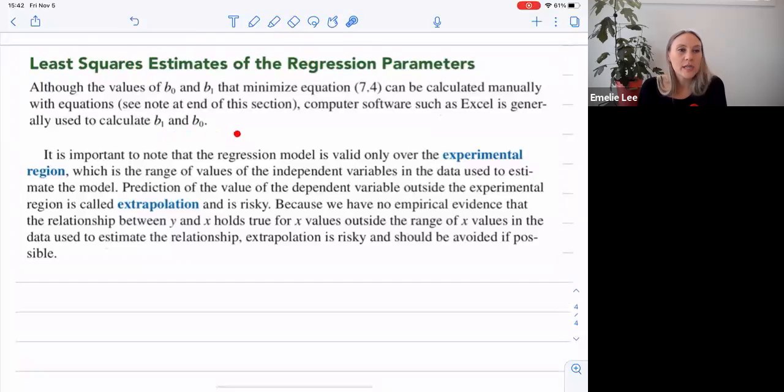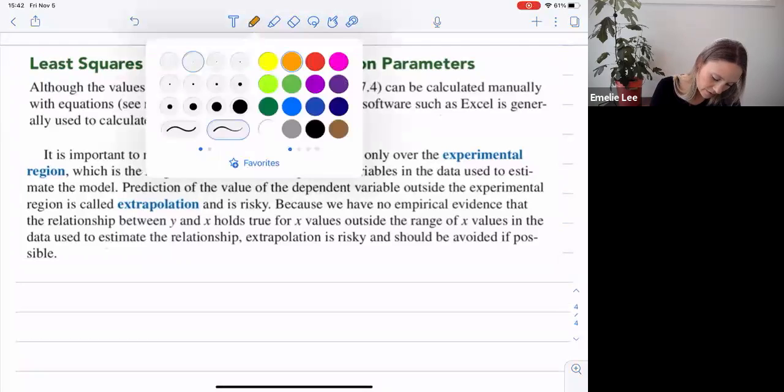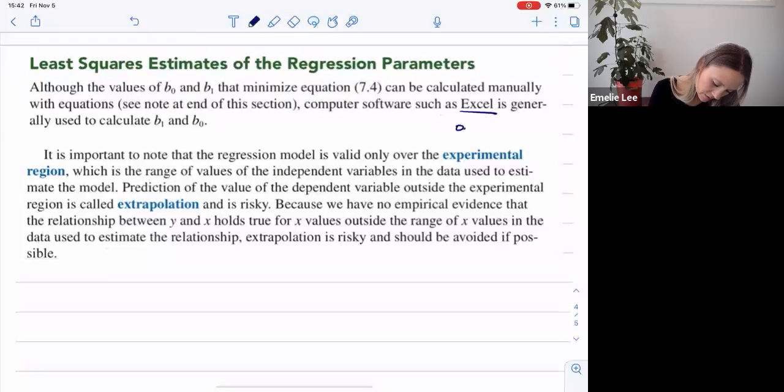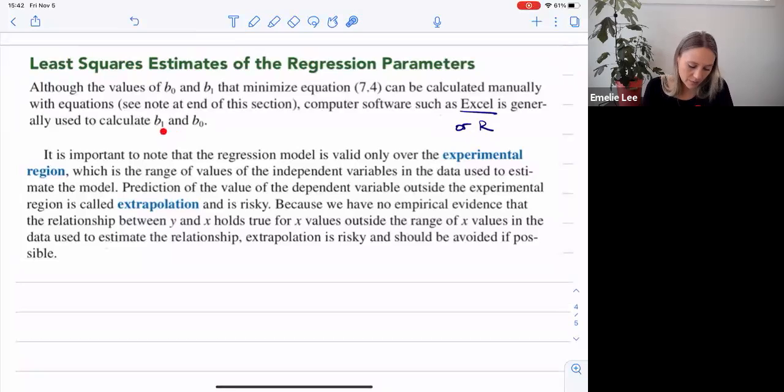So usually we use software such as Excel or R. And I'm going to show you later, once we've introduced a couple of different models, how we find B1 and B0 given some sample information. We can do it by hand, but we're not going to do that.